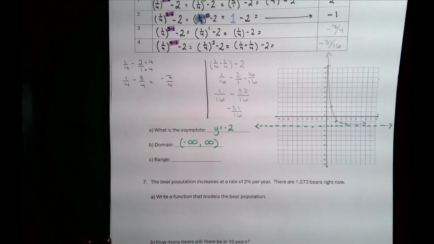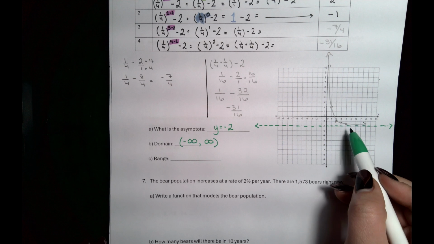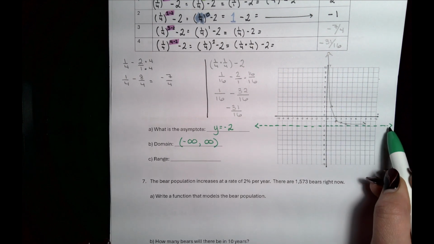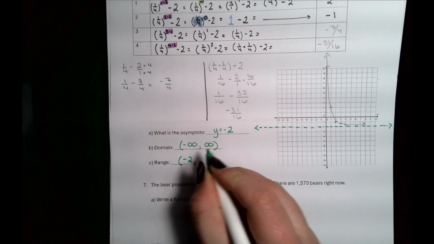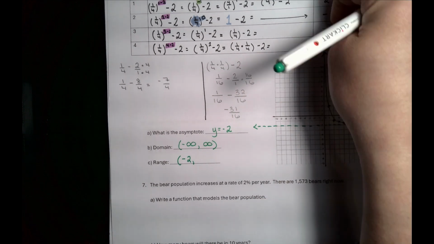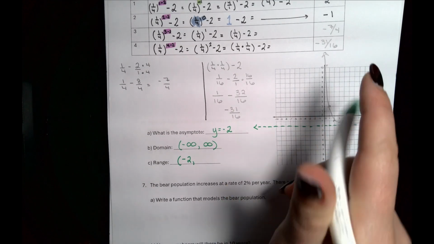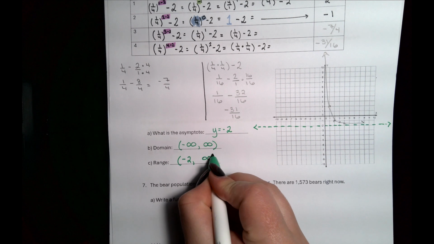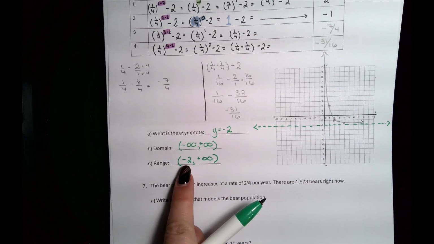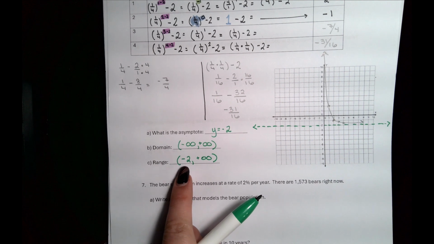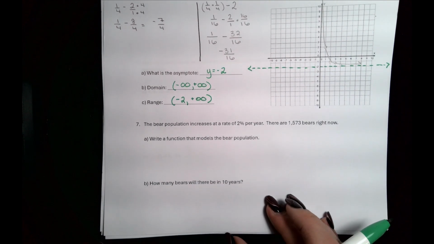Now, going back to the range. For the range, you're going to take a look at what value you have, and that value for us is a -2. And then notice that we are coming down from +infinity. So we have +infinity all the way to -2. Now, smaller numbers go to the left. That is why we're writing -2 first.